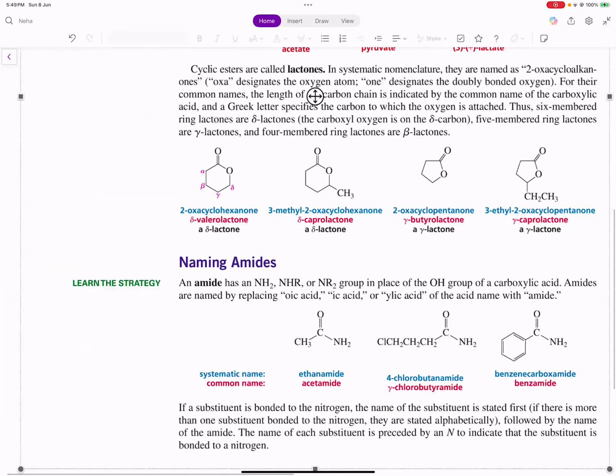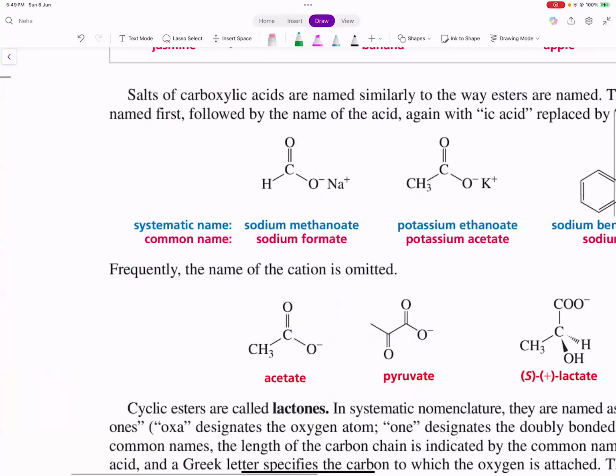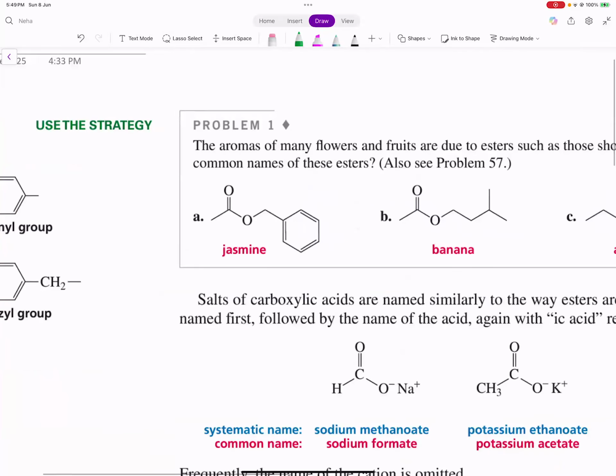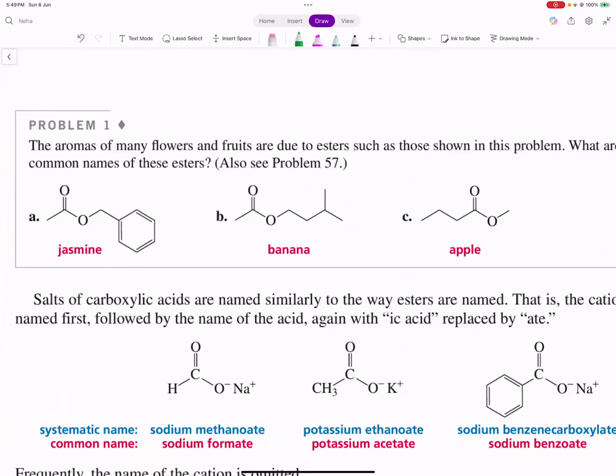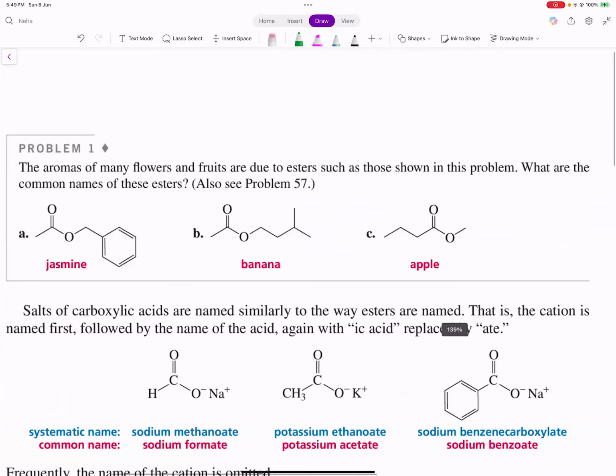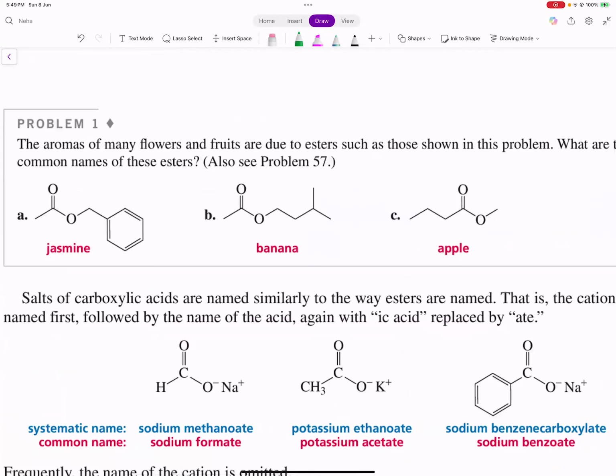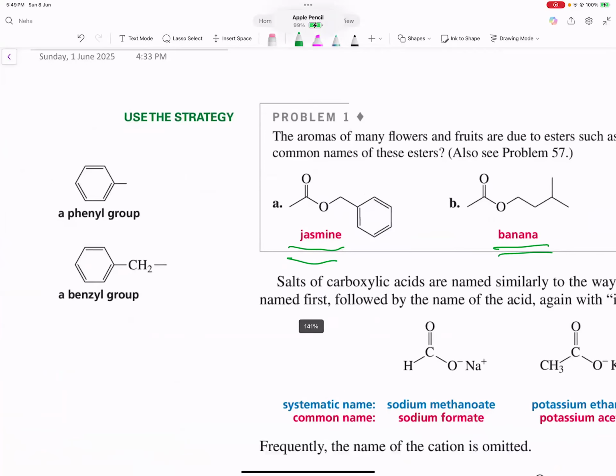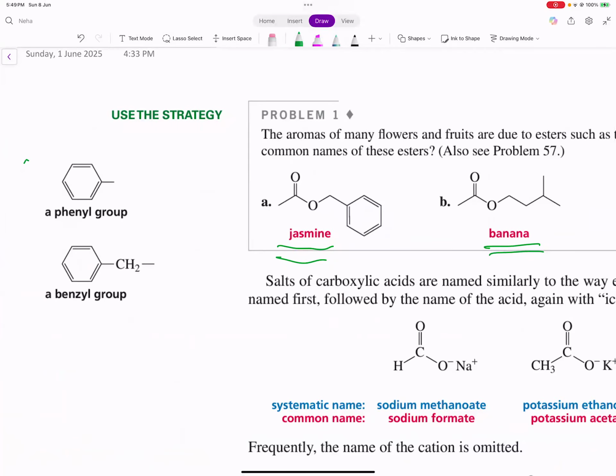Now these are the important ones, so I'll just go through this. The aromas of many flowers and fruits are due to esters. See, jasmine, banana, apple. Esters have fruity smells. These are phenyl groups. This is a benzyl group. These are important groups.